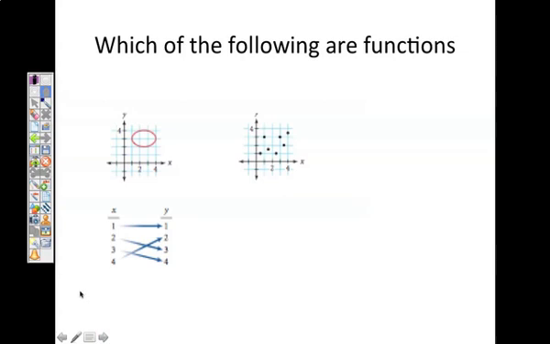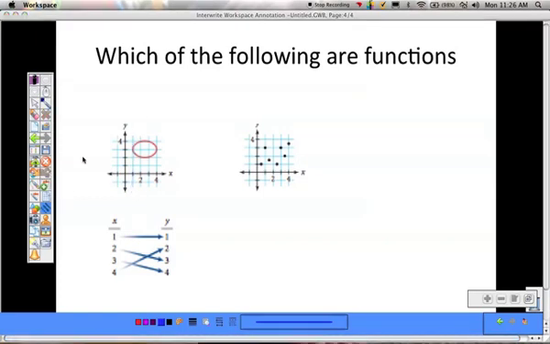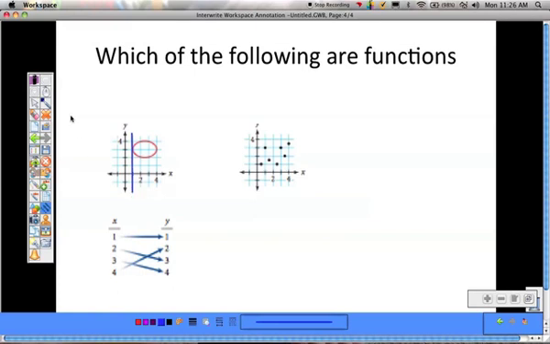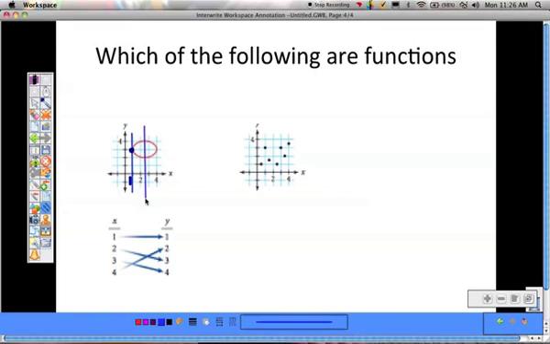Alright, graphs. Again, does it pass the vertical line test? If you drop a vertical line, is there only one answer? Right here along this value, which I didn't draw that line very well, for this x value 1, there's only one answer. But if you drop a vertical line here, there's two answers for this x value, so this is not a function. Here you just have to make sure for every x value there's only one y value.